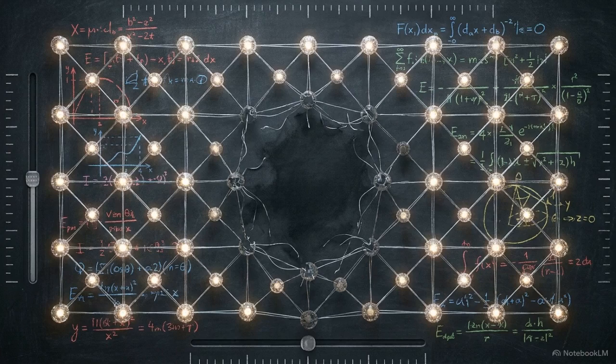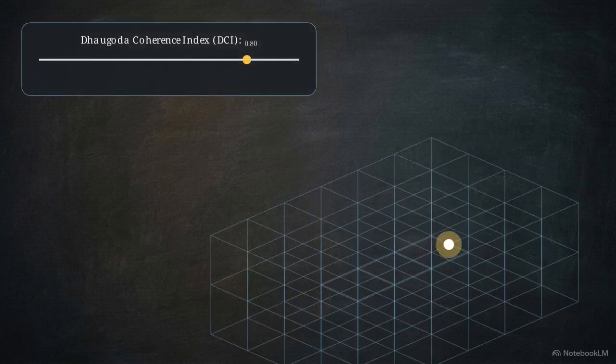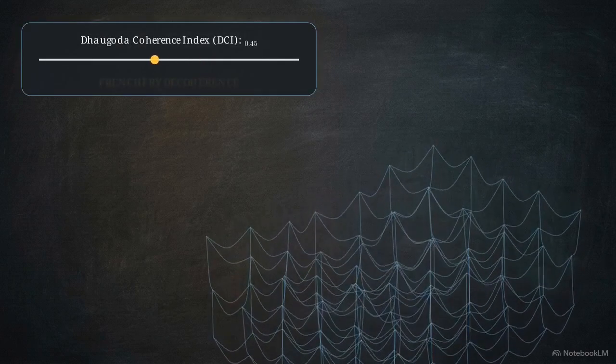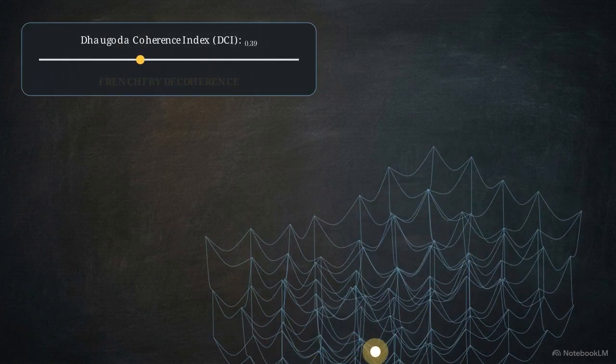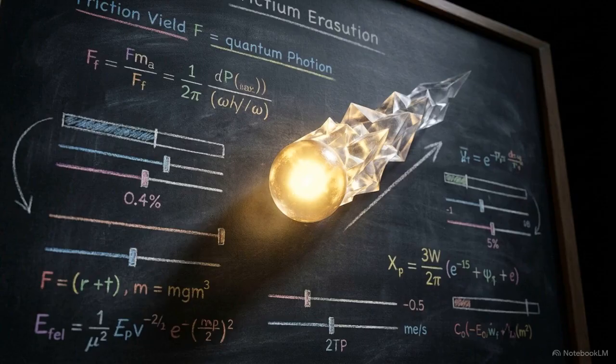But the lattice is not always uniform. We have to examine what happens when the tension slackens. When the DCI drops to 0.39, a state called French fry decoherence occurs, causing the lattice lines to warp. Even in a total vacuum, this loss of tension slows light by 2%.